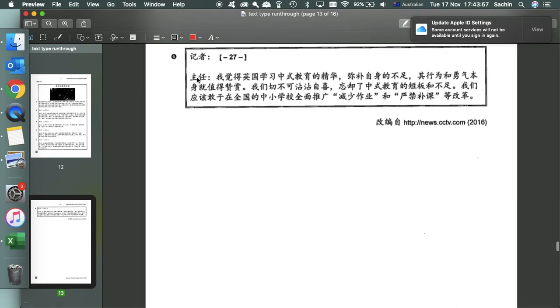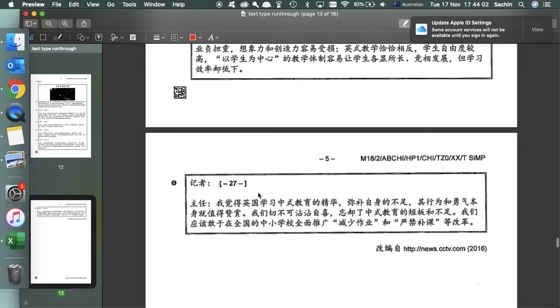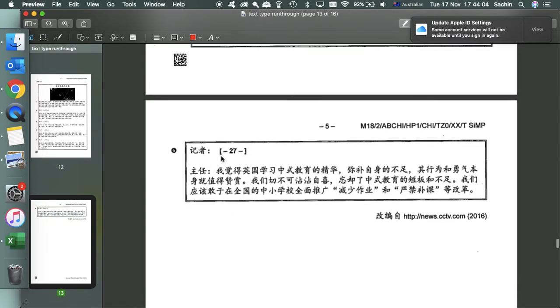And this was probably ripped off from a news article, but for your paper 2, if you're doing an interview, you should end with a conclusion. So the reporter saying thank you for your time, and the interviewee saying no problem.